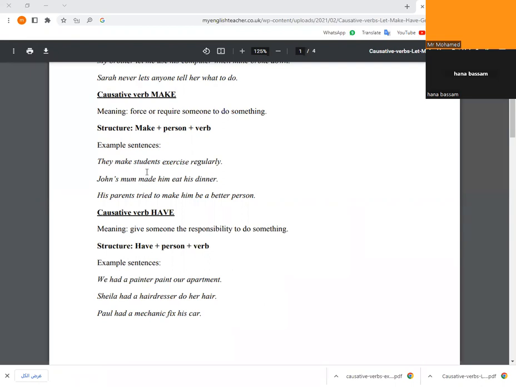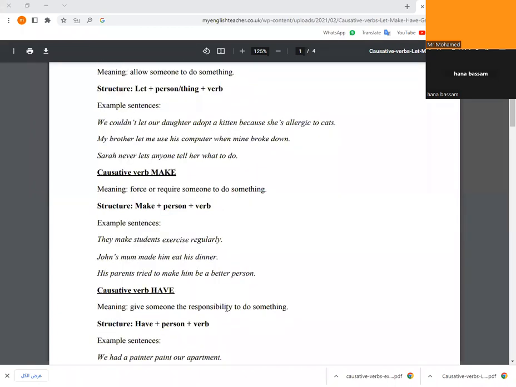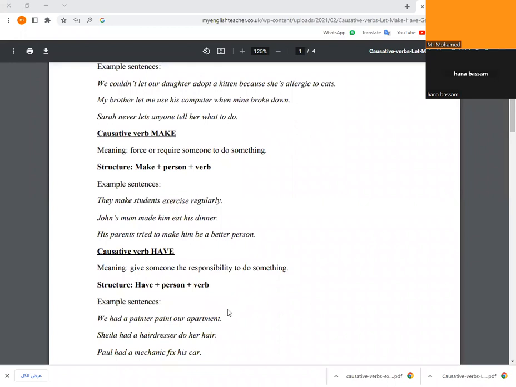So now I have a question to you Hannah. What is the difference here between let and make? For let you allow someone. Yeah, there is permission في do بالظبط. أنا بسمح له إن هو يعمل الشيء. Okay, and what about make? Make, you force the person to do it. Yeah, so yes, you force the person to do something.